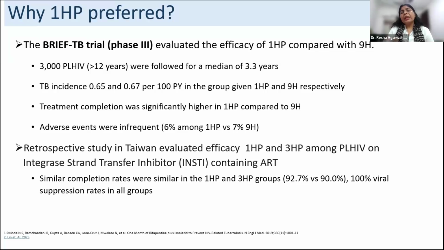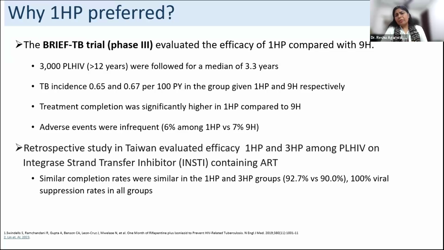So keeping all that in mind, this was deliberated: should we go for shorter TPT regimens in the country or not. And there's enough evidence to show that in terms of efficacy, the 1HP regimen was almost comparable to the 9H or the 9 months of isoniazid. So there was no head-on comparison between 1HP and IPT for 6 months, but there were comparisons between 1HP and 9 months of isoniazid, and these were found comparable.